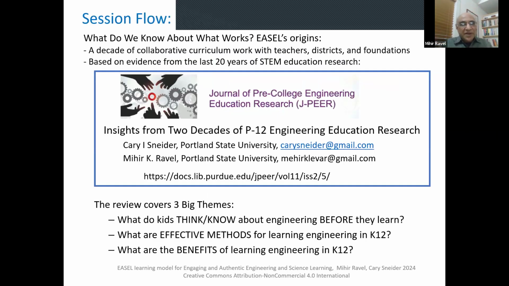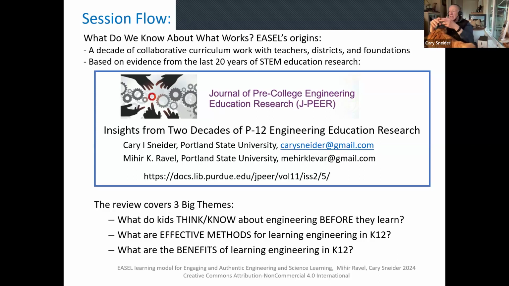So I'm going to turn it over to Carrie to give us a little context of where some of this work on this EASEL learning model came from. I've been working at trying to get engineering integrated as a part of science for about 30 years. And finally, with the framework and then the Next Generation Science Standards, we have a lot of support for doing that. But at that point, I thought, what do we really know about what works best, and what are the advantages of having engineering as a part of science?